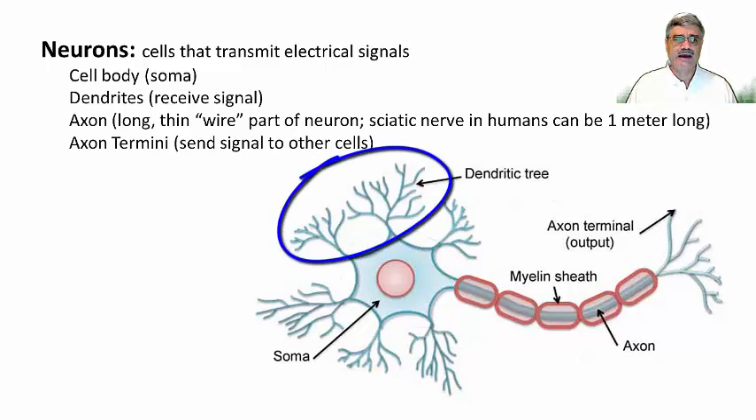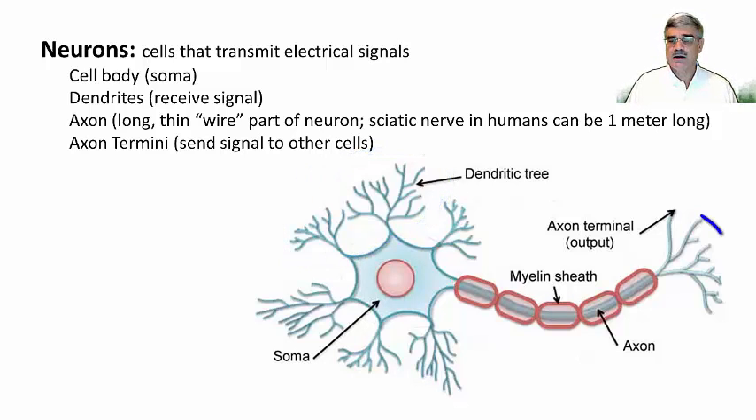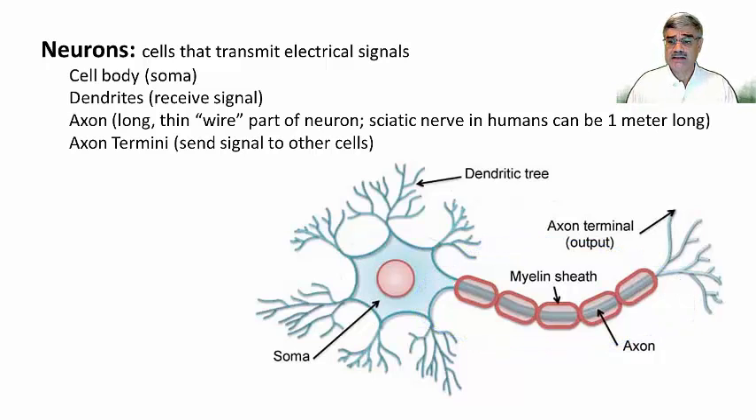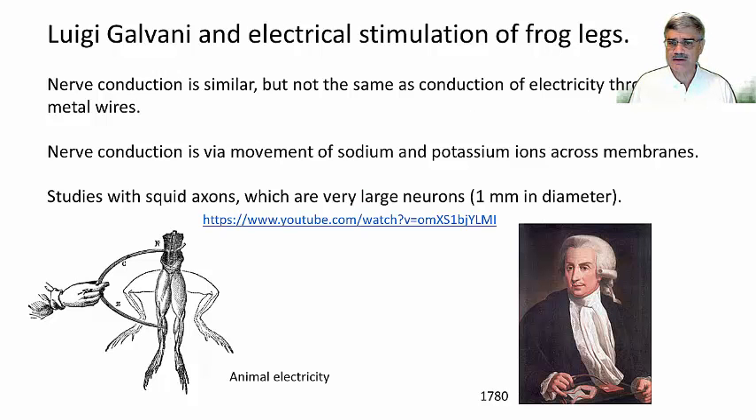On one end you have dendrites, which receive signals from other cells. On the other end you have what is called the axon termini, which is the point of transmission of a signal to the next cell. And in between you have this long thin part called the axon, which is analogous to a wire. In some nerve cells, this axon can be as much as 1 meter long in humans and even longer in some animals.